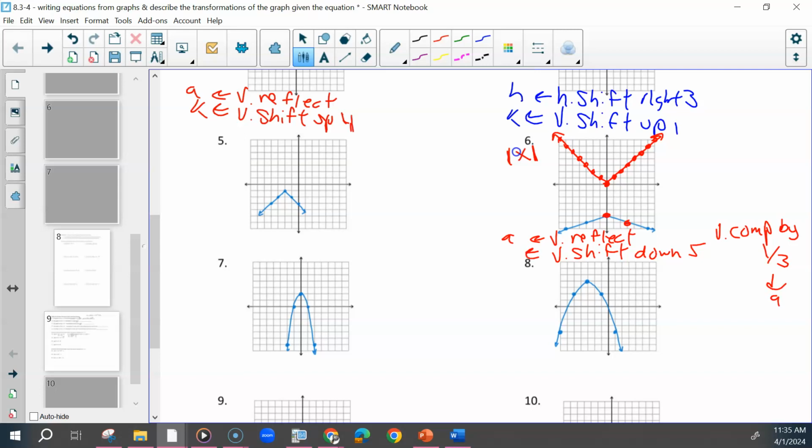The vertical shift down 5 would change which variable? K. So how would we write that function? That would be -1/3 times the absolute value of x, minus 5. There were no horizontal changes, so nothing goes inside.